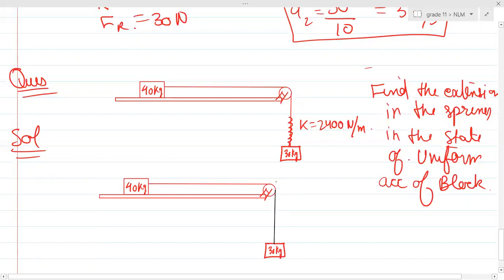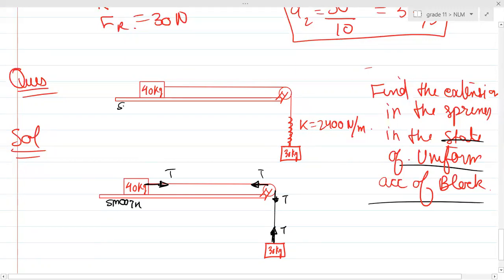So basically I replaced it with a string. After that, what will I do? I'll draw all the forces. So sir, there will be a tension over here, a tension over here, tension over here. At the state of uniform acceleration, what will happen? The spring can be replaced with a string. So we did that.